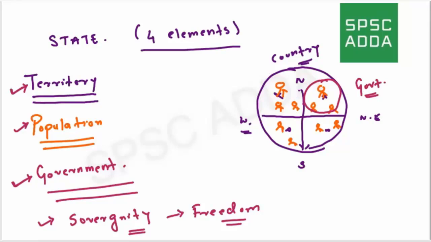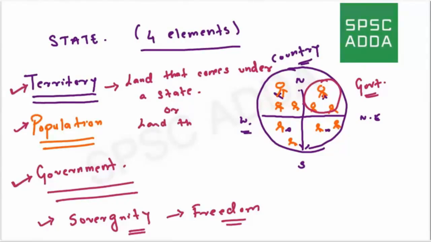Number one, territory. Put a hyphen and write down land that comes under a state, or land that is acquired by a state. This is territory. For example, if you see the example of India, we have so many areas from Maharashtra, Kerala, Tamil Nadu, Sikkim, Meghalaya. All these territories come under India. So that is the first thing, land that comes under a state.